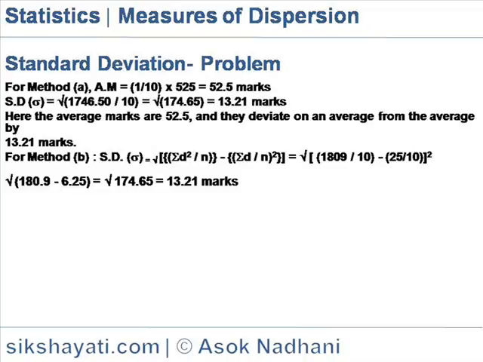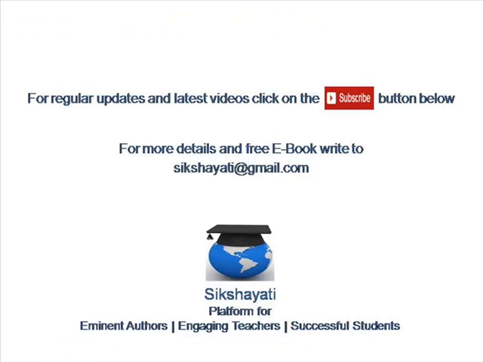So if the actual mean is in fraction, then it is better to take deviation from the assumed mean to avoid complicated calculations.